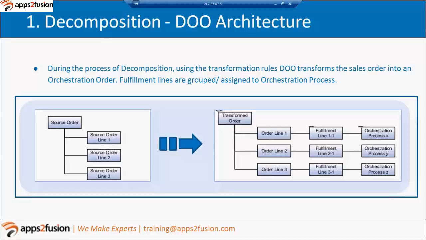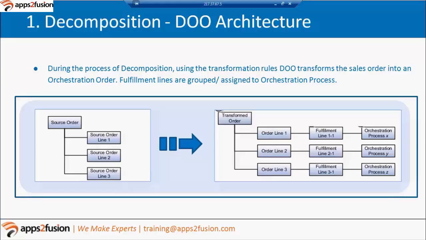On the right side, once the order is transformed, you see transformed order lines 1, 2, 3, and you have fulfillment lines against them. To each fulfillment line, you can have only one orchestration process tagged. One order line can have multiple fulfillment lines, and each fulfillment line can be tagged to different orchestration processes. Or there can be only one fulfillment line against your order line, and only one orchestration process stamped on all these fulfillment lines.